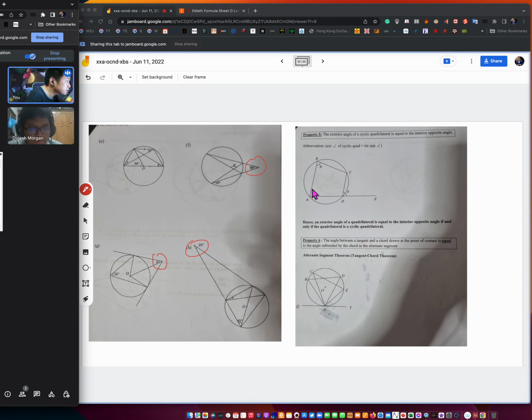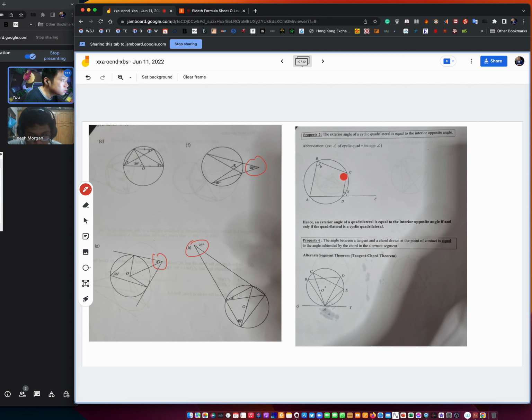Okay, which one? The external angle that's cyclic. Okay, this one is very interesting. Hold on. Can I ask you, is this one and this one the same thing? No. Okay, good. So what is this? External angle of a cyclic quadrilateral. Quadrilateral means it's four-sided. So it's here, here, here, here.